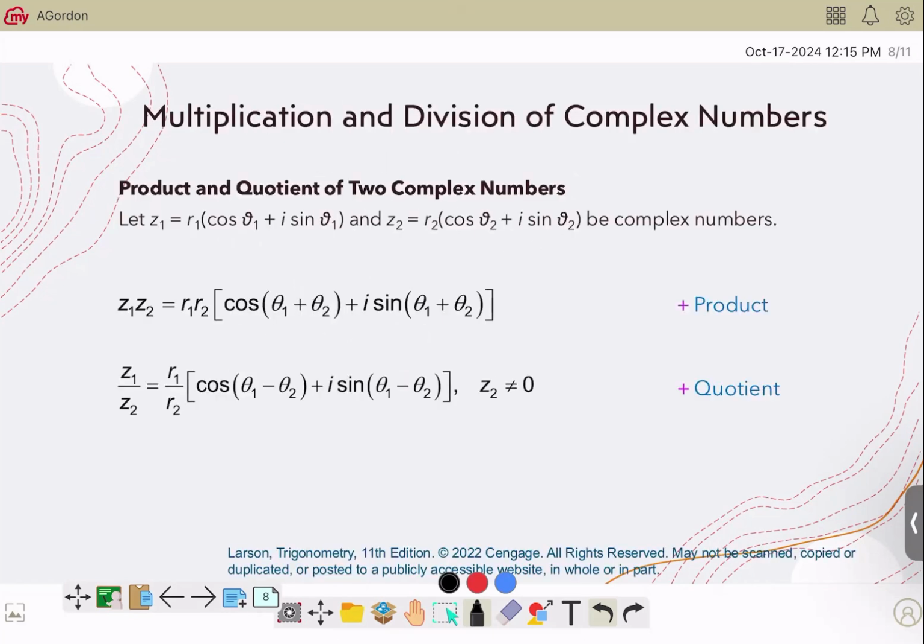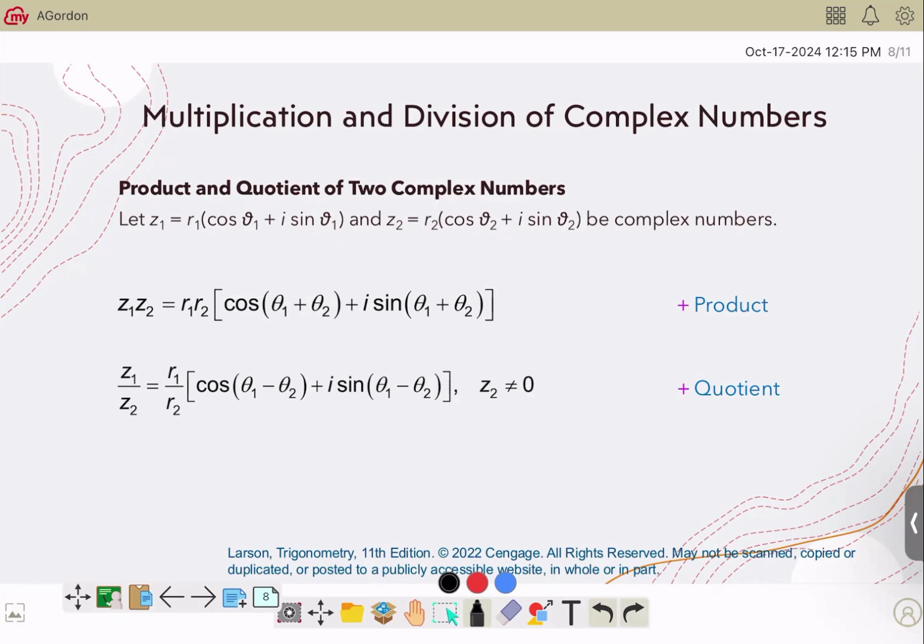All right, now to multiply and divide them. We have kind of a little shortcut here, not real short, but a little bit of a shortcut. Because if you have these two complex numbers and you were trying to multiply them and you had to FOIL all of that out and combine like terms, you would end up with a lot of terms.